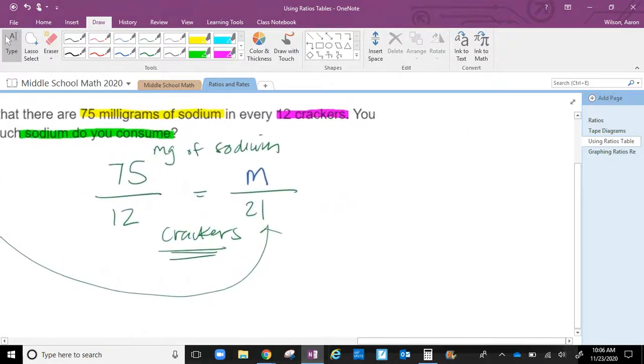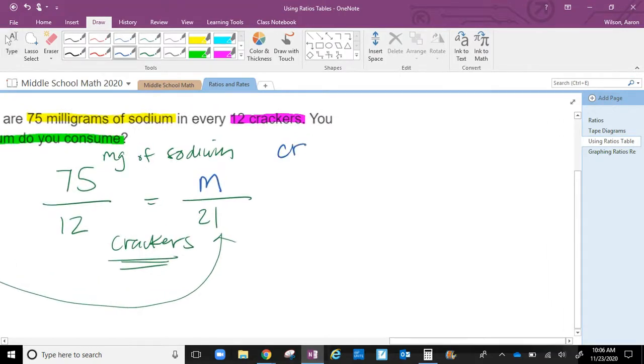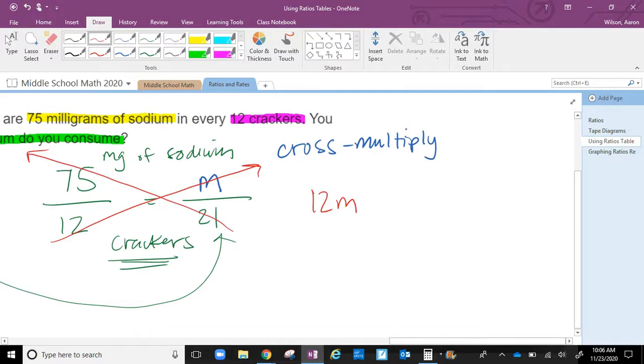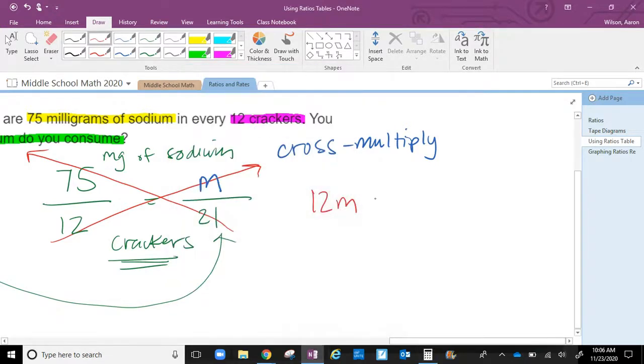Okay, so this one is a little bit harder to figure out, but I'm going to teach this using cross multiplying. We are going to cross multiply, which will end up giving us an equation. So pay close attention to how this works. It is 12 times M, which is 12M, but then you have to multiply diagonally the other way, and 21 times 75, which is 1,575.